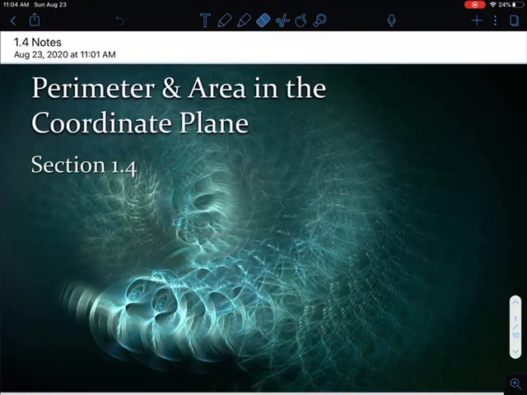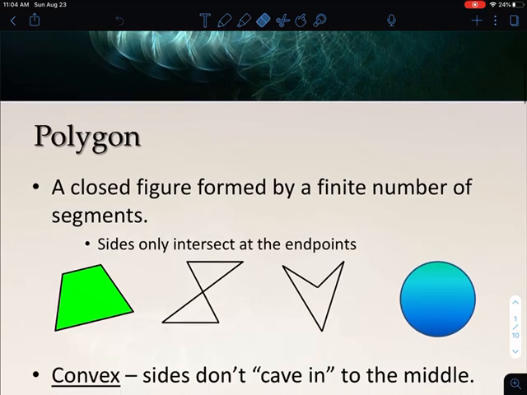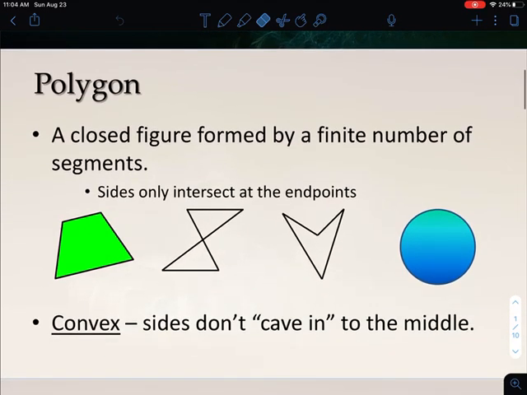Hello, today we're going to talk about polygons and the idea of perimeter and area in the coordinate plane. So being able to find the distance around an object or find out the amount of space an object takes up. So the first thing we're going to talk about is a polygon.